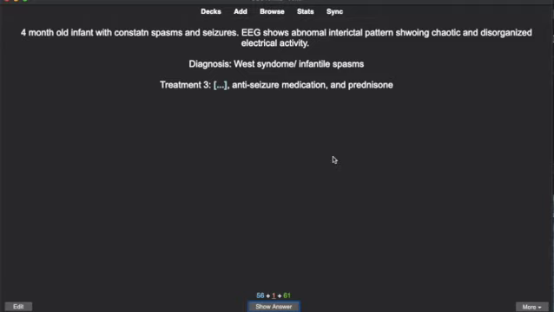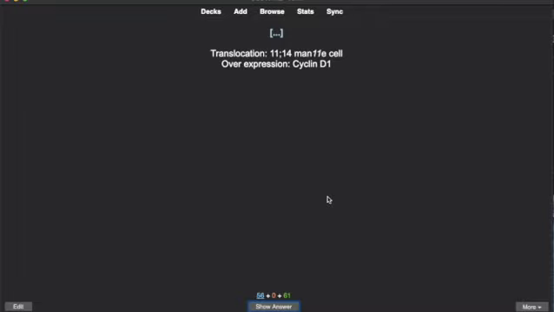4-month-old infant. Okay, so ACTH. We got this wrong. We're going to get it this time. Yes, so I give myself 1 day. When I get it wrong, I have to see it tomorrow.